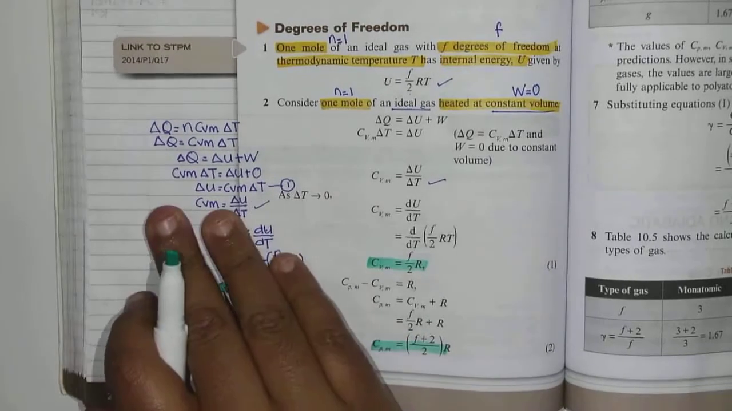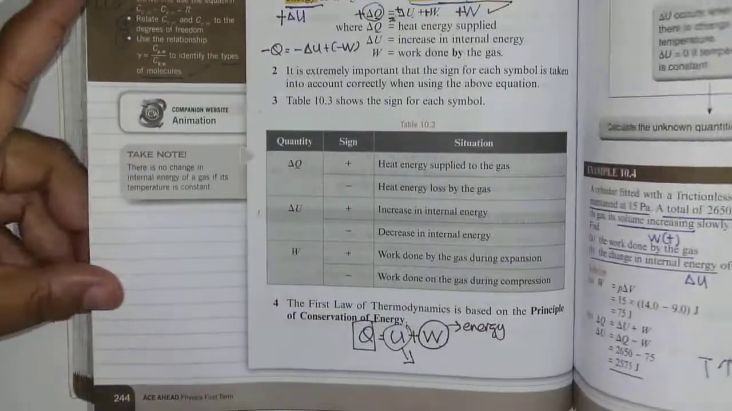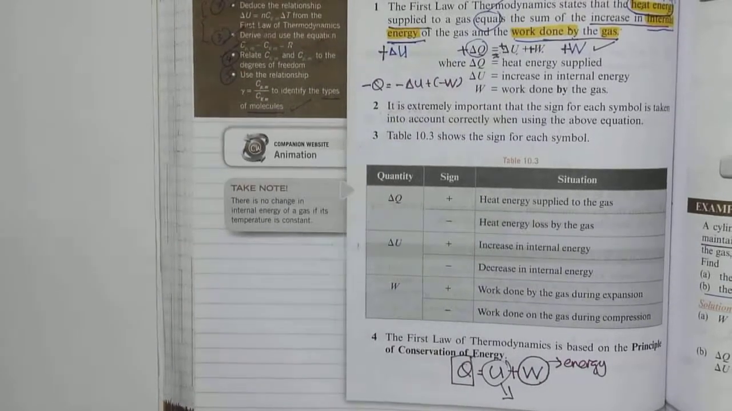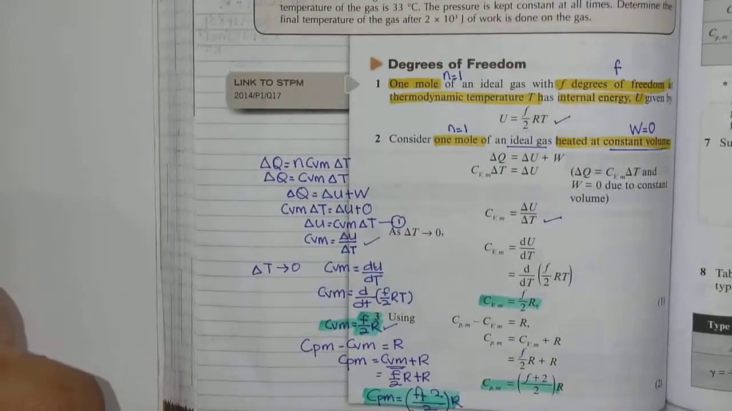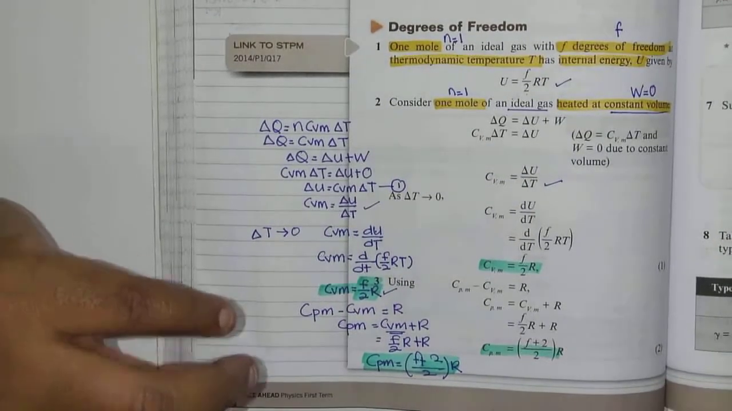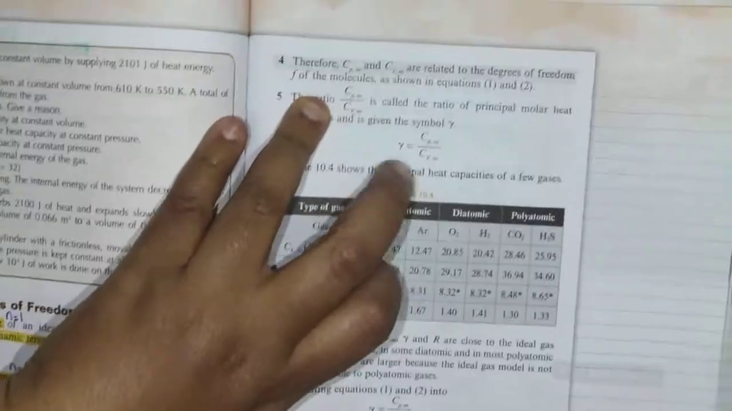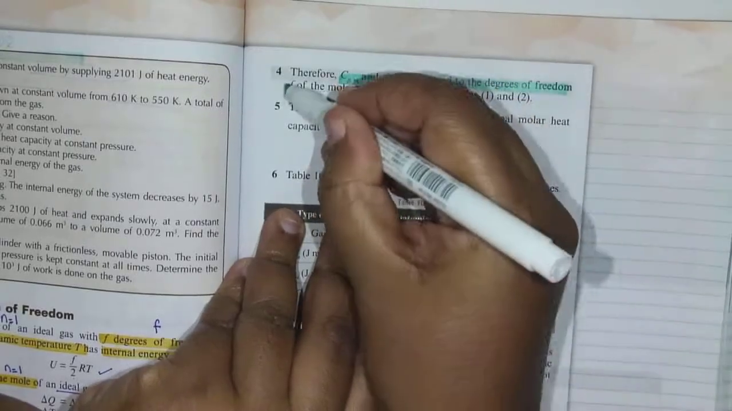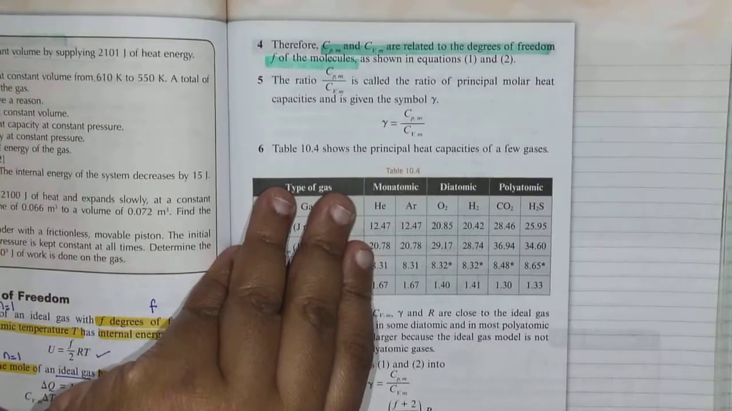If you see under the learning outcome, page 244, they want you to relate CVM and CPM to the degrees of freedom. When they say they want you to relate, there is a possibility you need to know how to derive the formula. Yes, there was once they asked it in the exam. Now let's look at the next one. CPM and CVM are related to the degrees of freedom of the molecule.